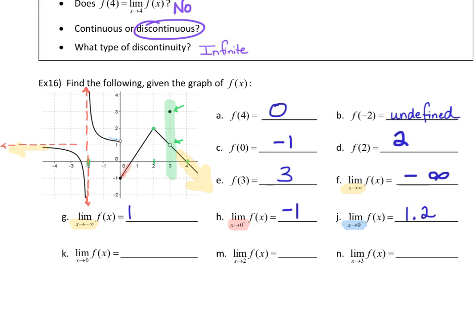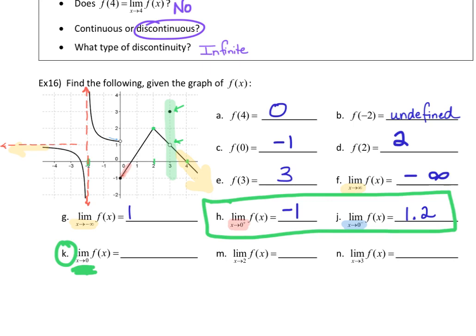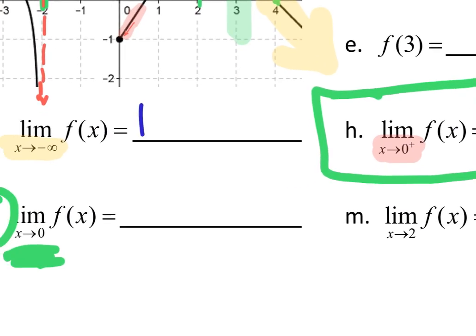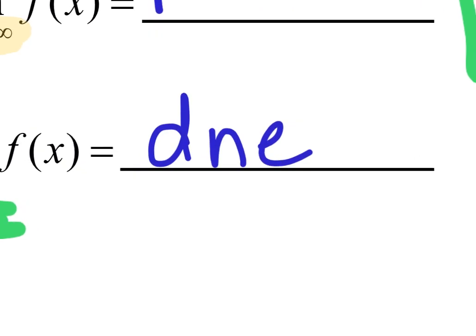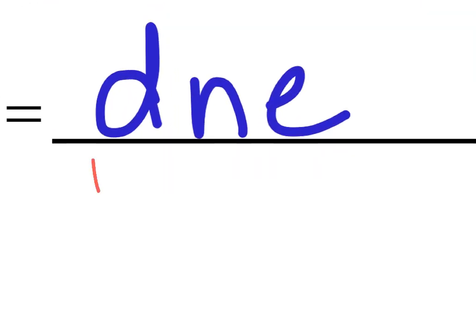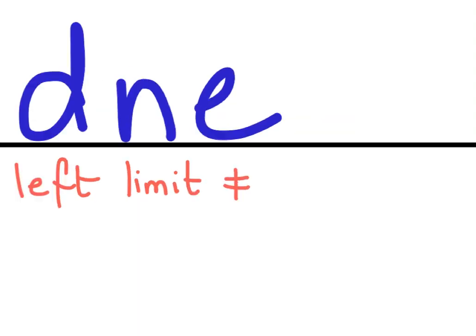Well, the limit as x goes to 0 in general, that would be k, would require that the limit on the left and the limit on the right have the same answer. And since the limit on the right is -1 and the limit on the left is 1.2, then the limit as x goes to 0 does not exist, because it's different on the left from the right. And let's just say here that the left limit does not equal the right limit.